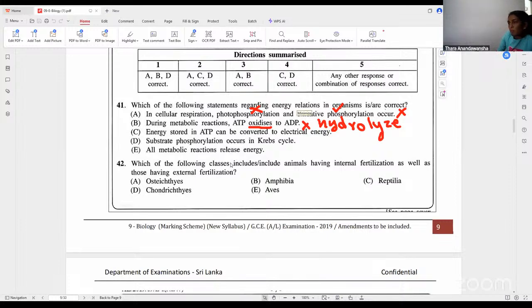Right. Substrate phosphorylation occurs in the Krebs cycle. Yes, substrate phosphorylation in aerobic respiration happens in two places. One is in glycolysis, the second is in the Krebs cycle. Next one, all metabolic reactions release energy. No, some metabolic reactions absorb energy too. So that answer is answer number 5 in question number 41.